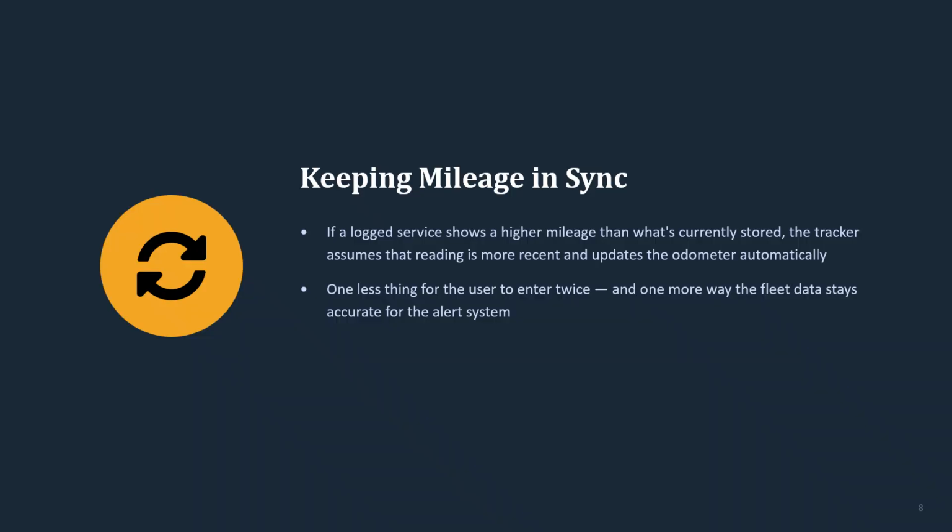A good quality of life improvement as well is the ability for the mileage to always remain in sync. You don't have to log a service at such and such miles. Say that initially the vehicle had been set at 25,000 miles on the odometer. Anytime that you complete an oil change after that, say at 35,000 miles, the system will automatically update that mileage number to the current mileage for the vehicle. You don't need to do that separately. It's one less thing for the user to enter twice.